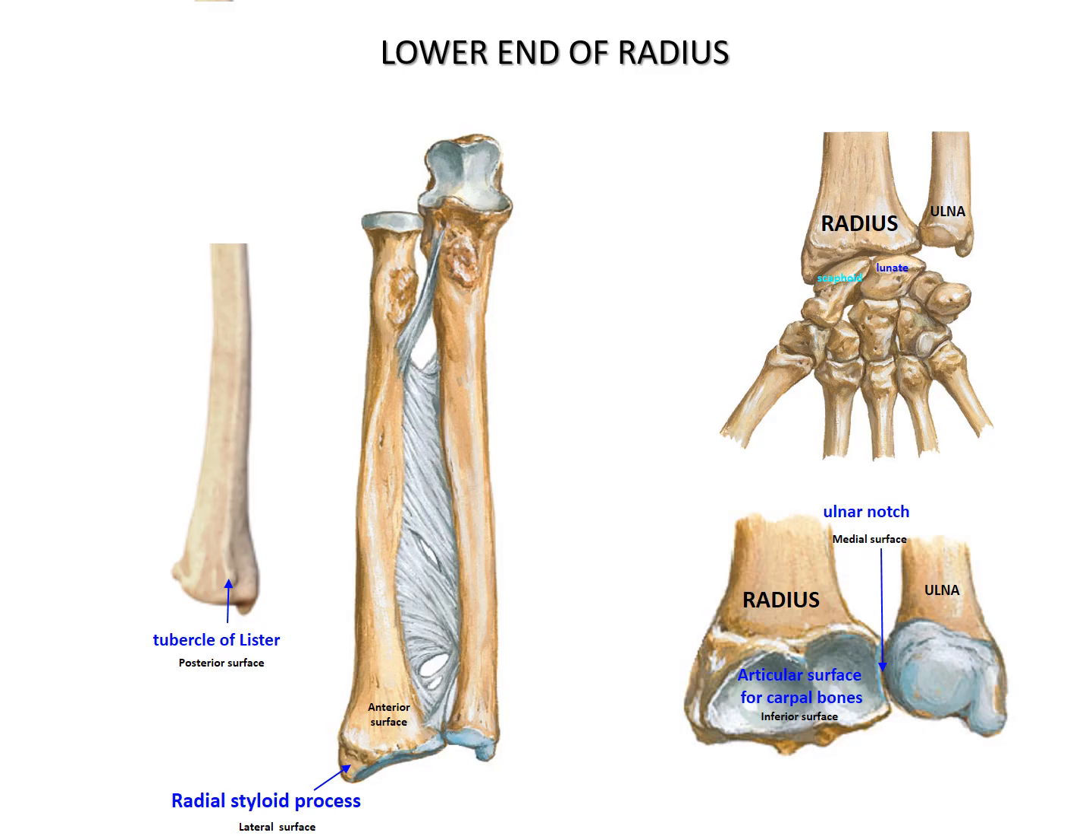The medial surface presents the ulnar notch for articulation with the head of ulna. The lateral surface projects downward as the styloid process. The inferior or distal surface presents a lateral triangular area for articulation with the scaphoid and a medial quadrangular area for articulation with the lateral part of the lunate.